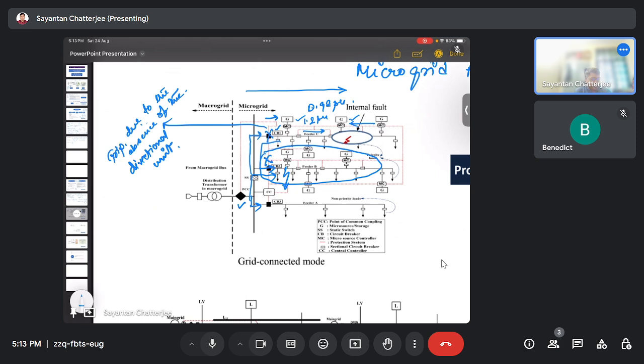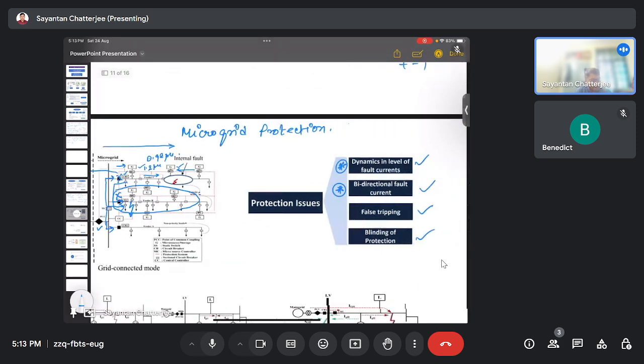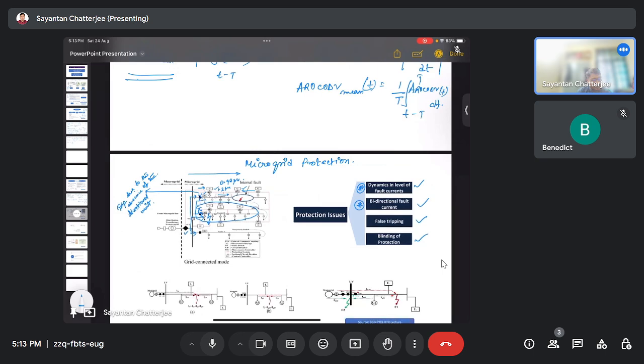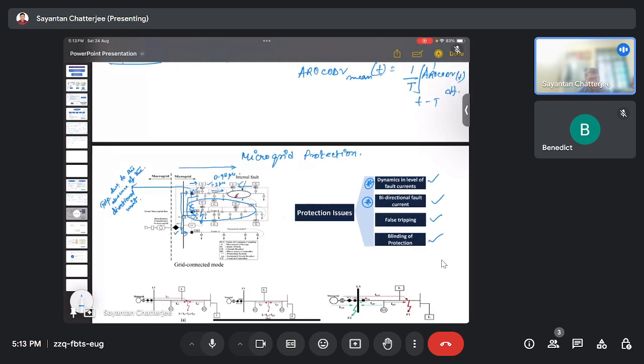So the bidirectional fault current flow, this is a major problem, and this thing needs to be taken care of. Okay, directional fault current, bidirectional fault current, because the fault current which was previously flowing that way, now it can flow this way also, as shown. Previously it was only this way, because the distribution side was only unidirectional. So that is a major problem.